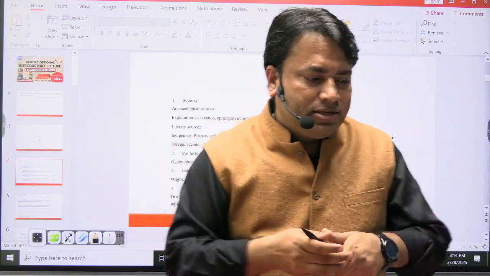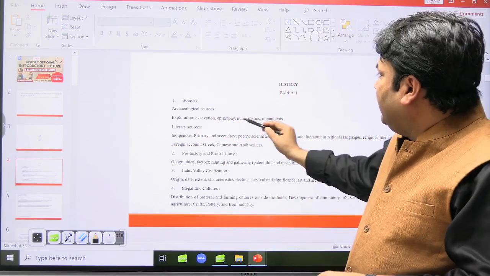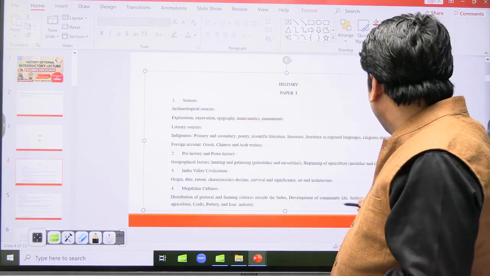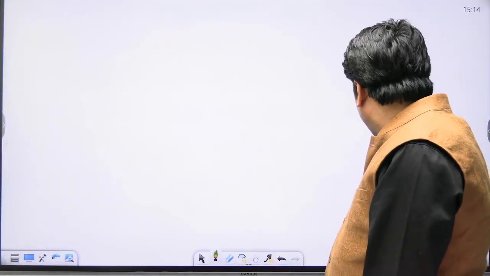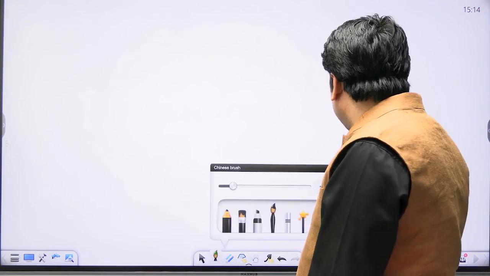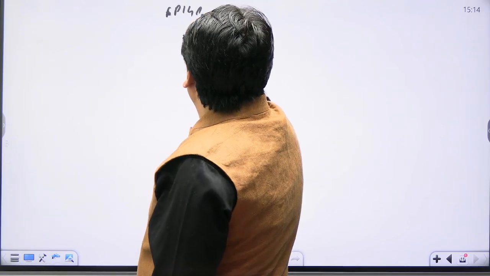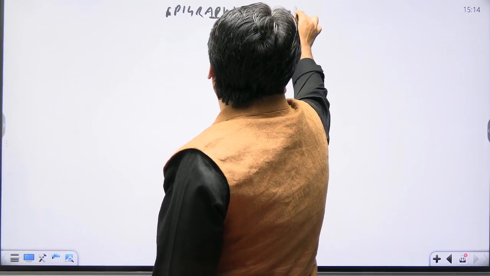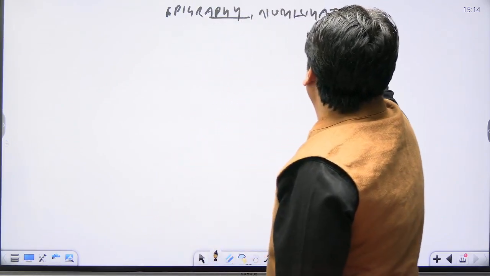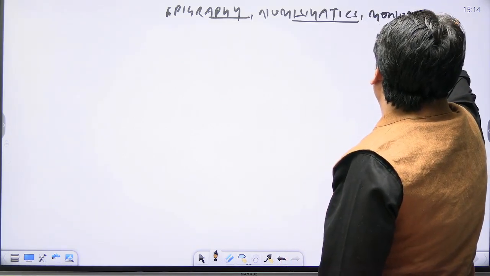Now I will discuss some new ideas here. Epigraphy, numismatics and monuments. Now we are entering into this particular area. And for that, the syllabus only writes what? Epigraphy, numismatics, and monuments. This is what the syllabus has written.